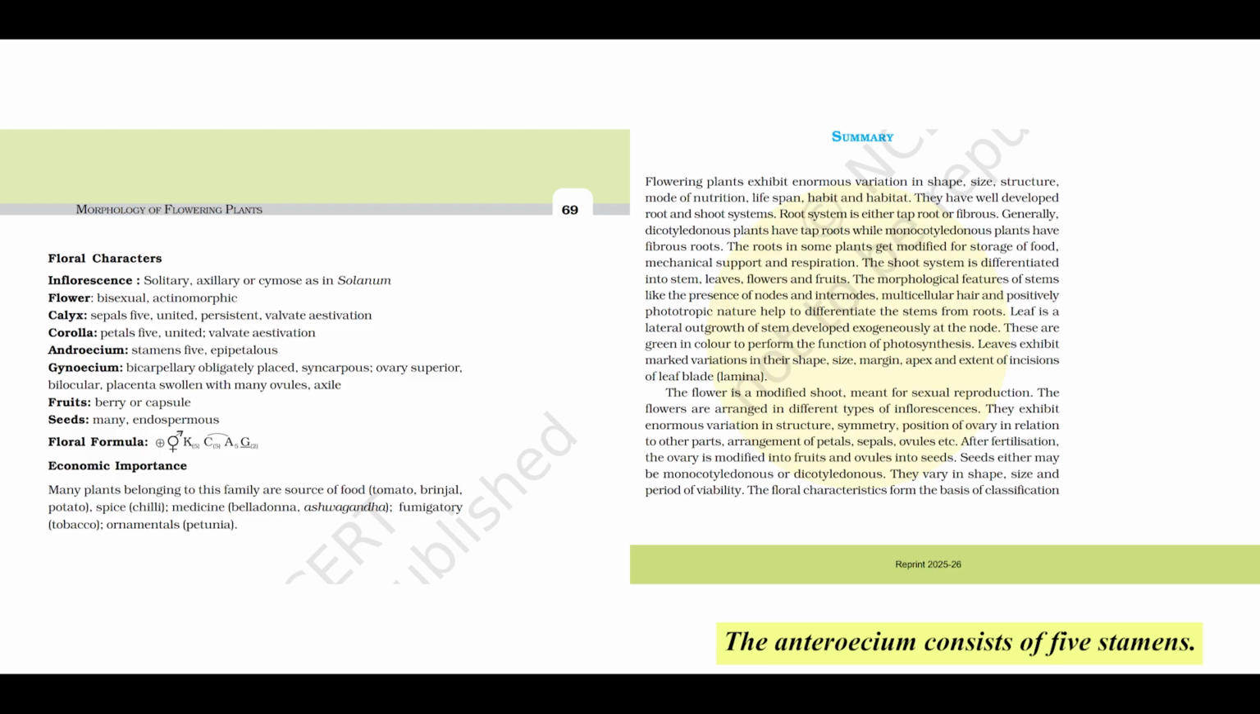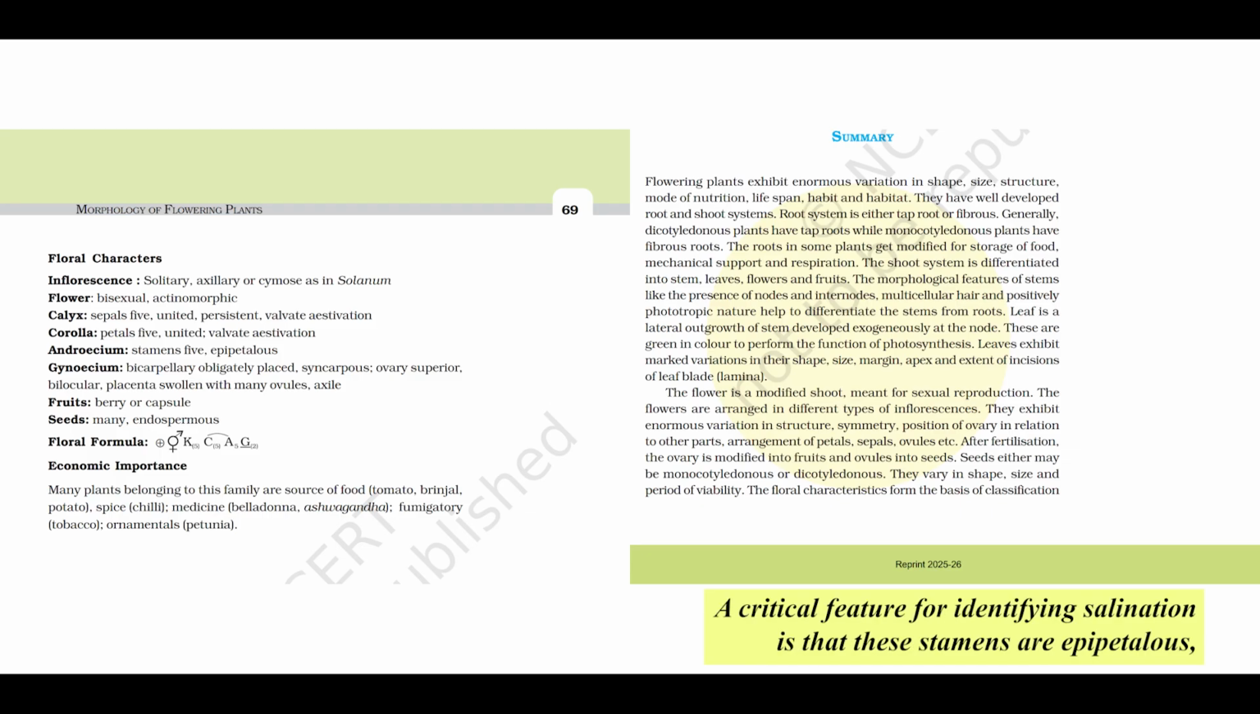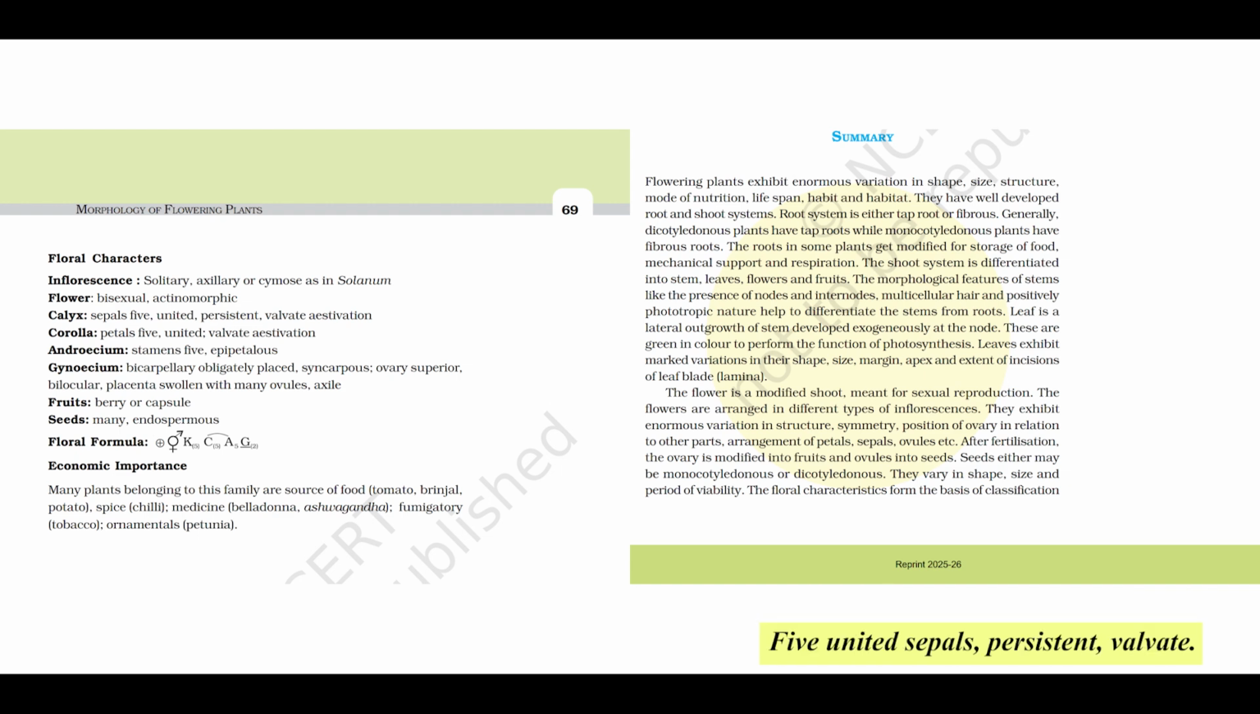The androecium consists of 5 stamens. A critical feature for identifying Solanaceae is that these stamens are epipetalous, meaning they are attached directly to the petals, the corolla. So, 5 united sepals, persistent, valvate. 5 united petals, valvate. 5 epipetalous stamens. Very regular so far. Right.